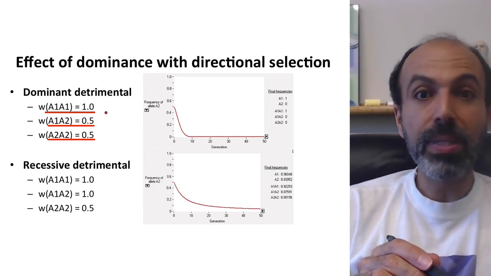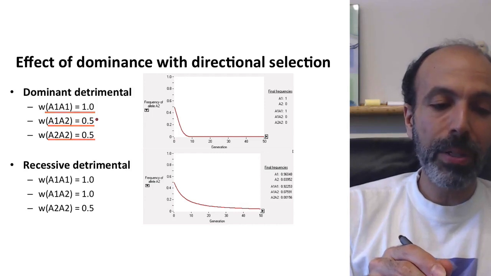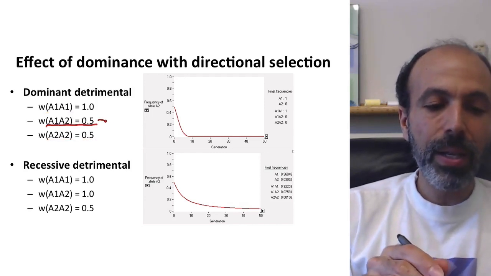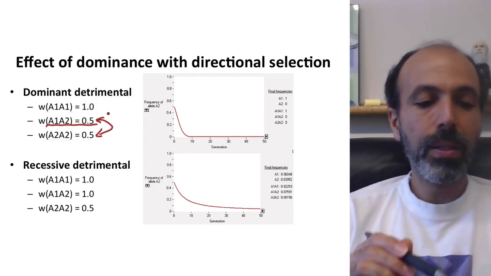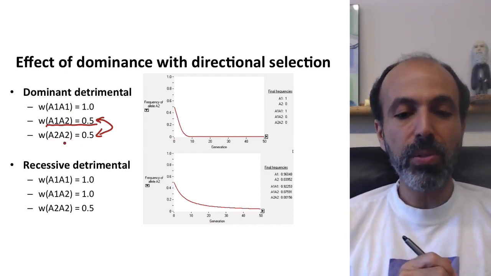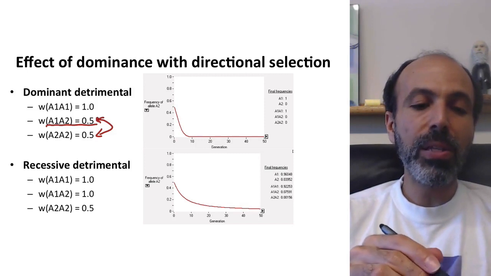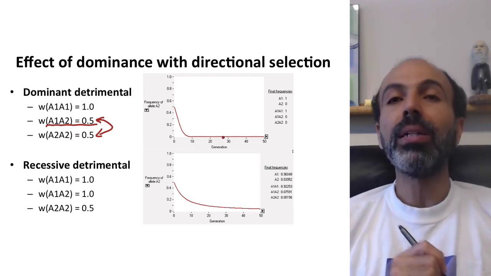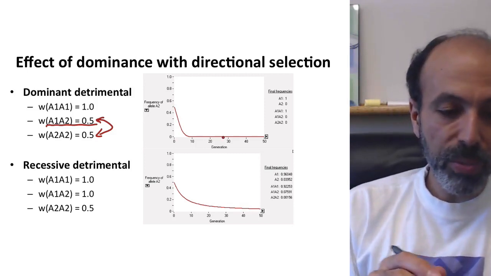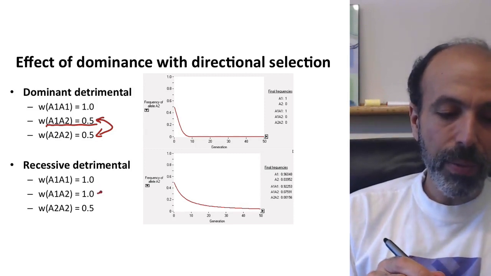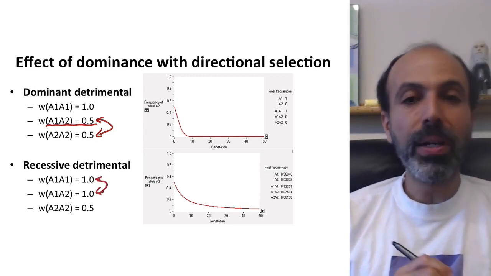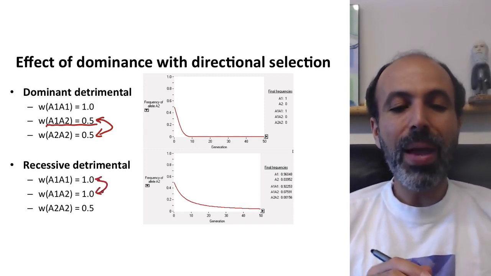This would be a case of a dominant detrimental. We say it's dominant because, again, you look at the heterozygote, it has the same fitness as this one. So A2 is dominant, A2 is bad. A2 will be going away from the population. In this case, since no A2s can hide, it goes away pretty quickly. In contrast, when you have the recessive detrimental, now A1 is dominant, but A2 is the bad one.